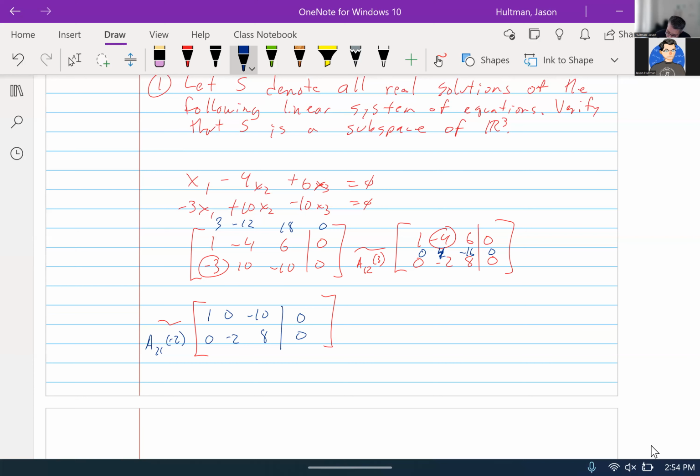Reduced row echelon form is ones along the diagonal, and zeros everywhere else where there are leading ones. Since this only has 2 equations, I can only get ones and zeros in the first 2 columns. So I'm just going to multiply that second row by negative 1/2.